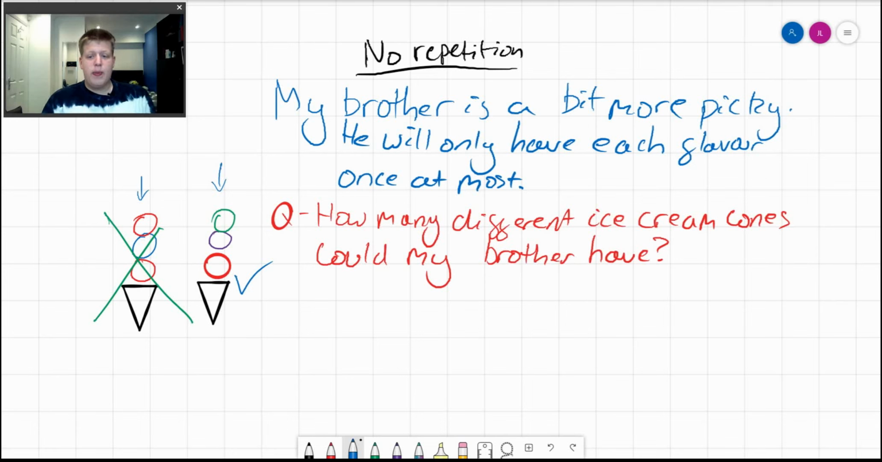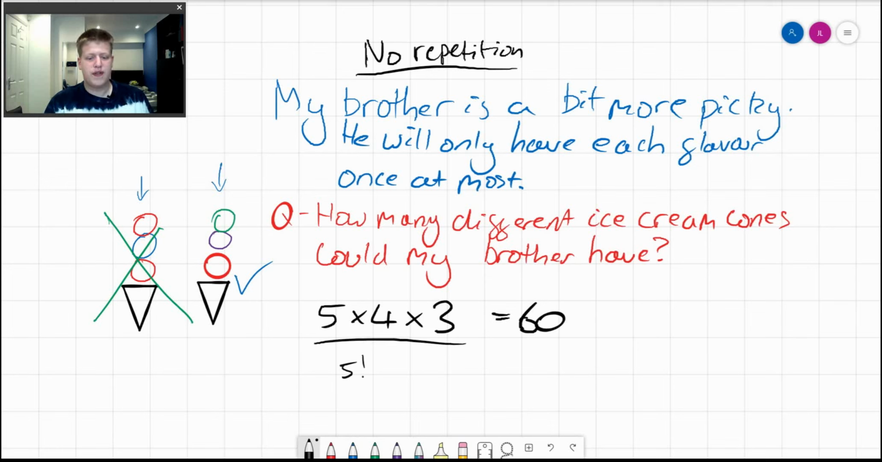The question is, how many different ice cream cones could my brother have? How many permutations are there? Well, think back to the very first question. There are 5 ways of choosing the first scoop, but once he's had that scoop, there are only 4 left to choose from. So for the second scoop, there'll be 4 options. And then for his final scoop, his third one, there will be 3 options. And that's it. So it's 5 times 4 times 3, and this is 60. You should also see that this is very close to 5 factorial, but it's missing the times 2 and times 1 bit at the end.